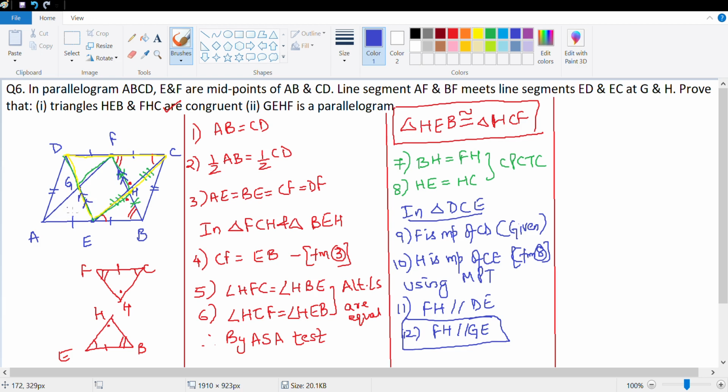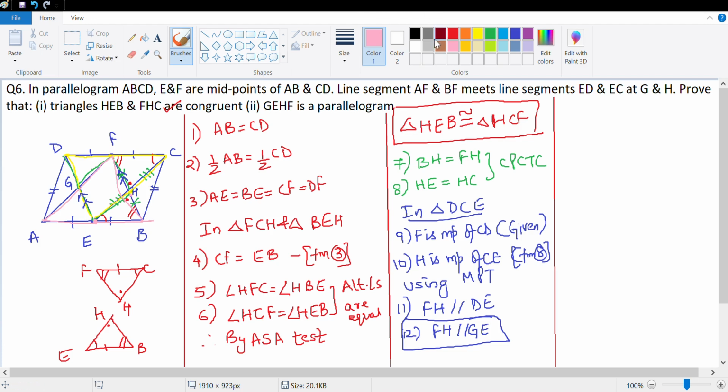Next, now I need to look at GF and EH. Okay, now I can visualize it now. If I look at this triangle AFB, again I am joining two midpoints. E is midpoint here, H is midpoint of BF. Perfect.